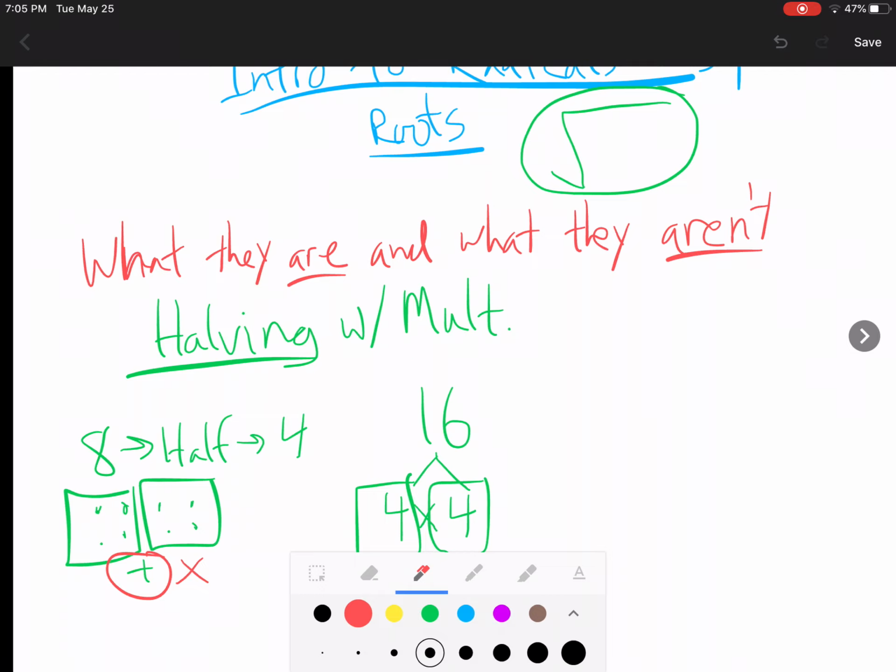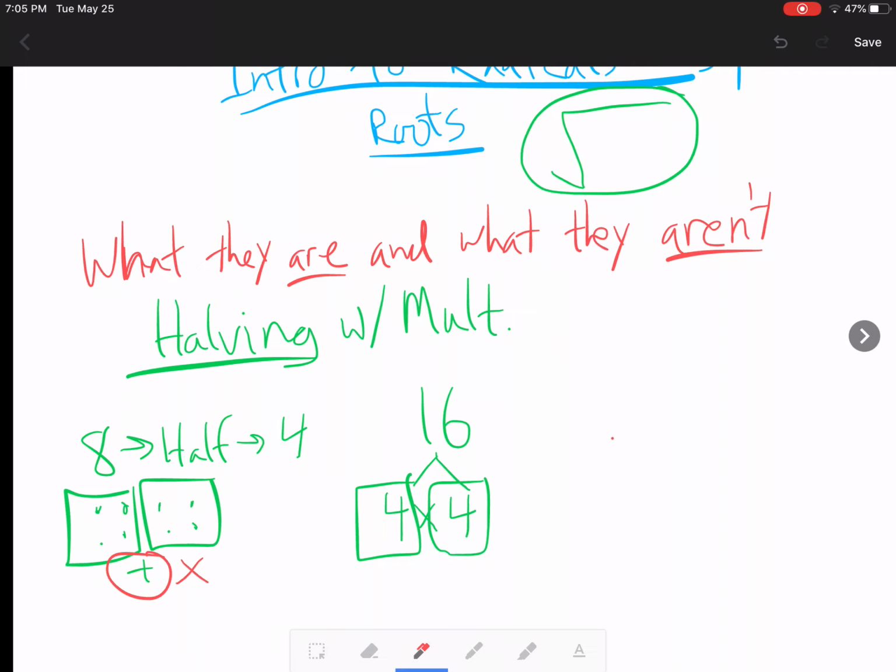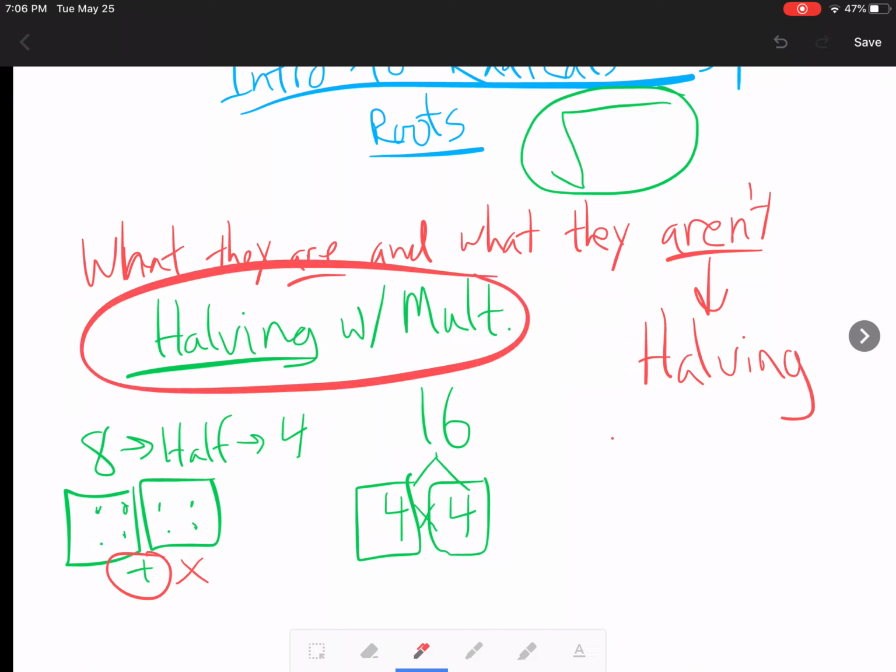One thing I really want to get across right now is what they aren't. What they aren't is just straight up halving. It's halving with multiplication. There's a big difference there. Something I see a lot that is a big no-no is a lot of people think the square root of 10 is equal to 5. And I cannot stress this enough: that is not how that works. What we're looking at is halving with multiplication. We want to break a number down into two factors that are the exact same.